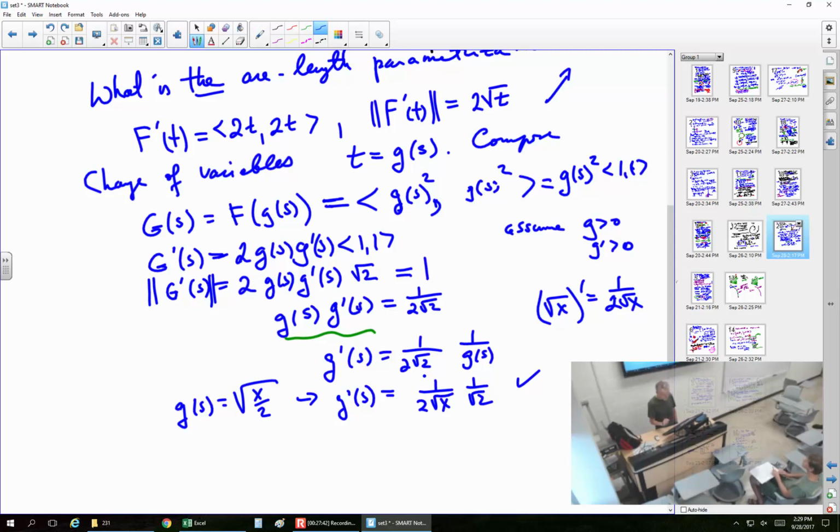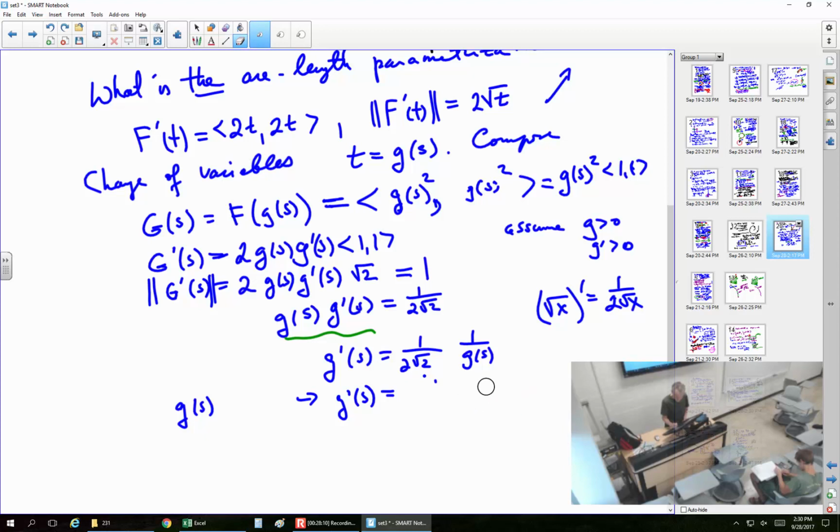Right? Does it check out? Yeah, no, that doesn't check out. I think it is 1/2. I think it's something else. One-half square root of x. Okay. Let's just take one more for it.